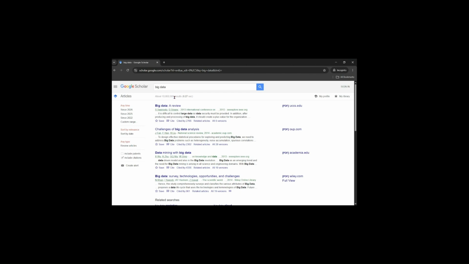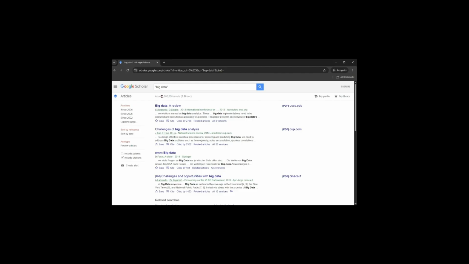To make the search more precise, we can use quotation marks. We now place quotation marks around big data. Quotation marks tell Google Scholar to search for these words as an exact phrase. Instead of treating big and data as separate keywords, Google Scholar now focuses specifically on the phrase big data. This makes the search more relevant because we are specifically looking for research discussing big data as a concept.